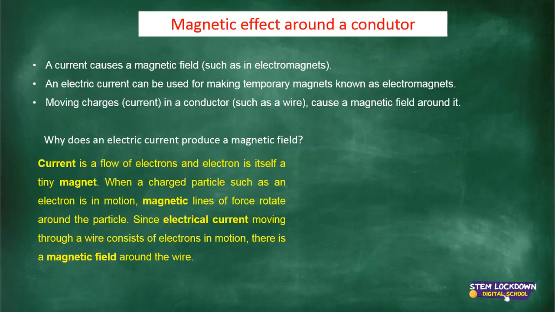When a charged particle, such as an electron, is in motion, the magnetic lines of force rotate around the particle. So basically what that means is when a particle is charged, the electrons move in motion and the lines rotate around the particle. Since electric current moving through a wire consists of electrons in motion, there is a magnetic field around the wire. So now since this current is passing through it, it means that the electrons are moving and it creates a magnetic field around the wire.